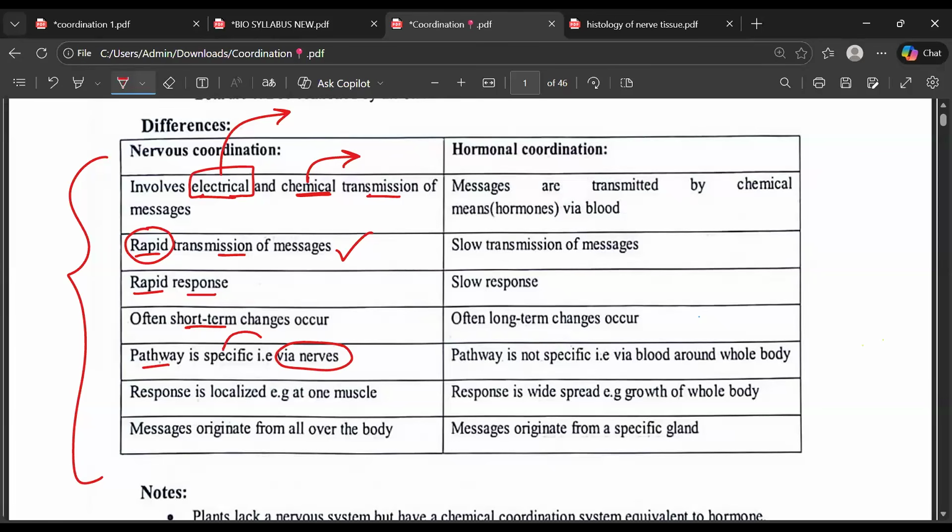That's why they are saying it is specific, that it is strictly by the nervous system. And the nervous system's basic and functional units are the nerves. So they are saying the response is localized at one muscle. If you're supposed to run, they are going to concentrate on the muscles of the leg that are responsible for running.